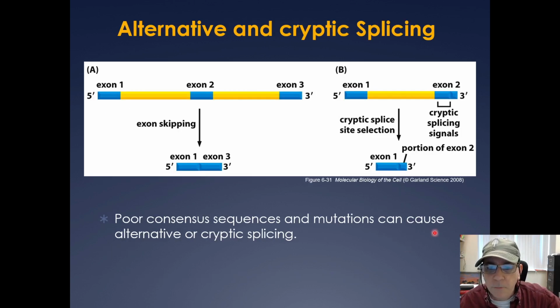So poor consensus sequences and mutations can also cause alternative and cryptic splicing. So here's just a normal pre-mRNA. These yellow sequences are the introns, and normally, they'll all get spliced out. But if there's a poor consensus sequence, you can actually have exon skipping, where exon 1 is joined to exon 3 instead of being joined to exon 2. You can also have cryptic splice sites actually in the exons, which then lead to only a portion of an exon getting incorporated into the primary mRNA transcript.